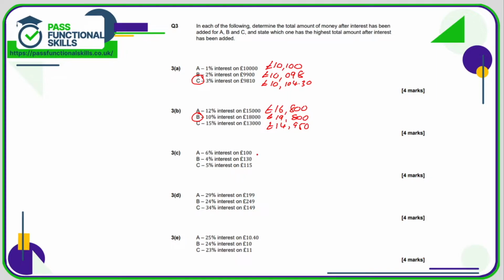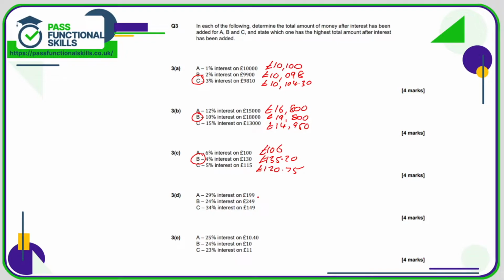For 3C, it's going to be 100 times 1.06, 130 times 1.04, and 115 times 1.05, and that will give us 106, £135.20, and £120.75. So option B is the greatest amount.